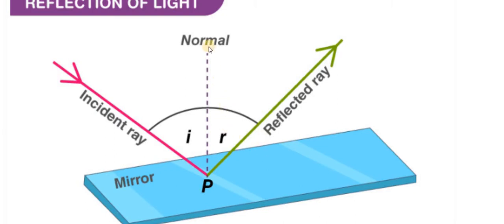This is known as the normal line, a straight line. This is the incident ray, this is the reflected ray, and this is the point where the incident ray, reflected ray and normal line meet.